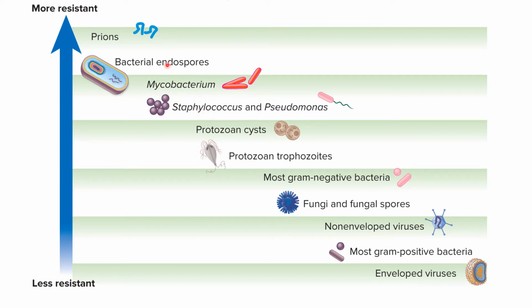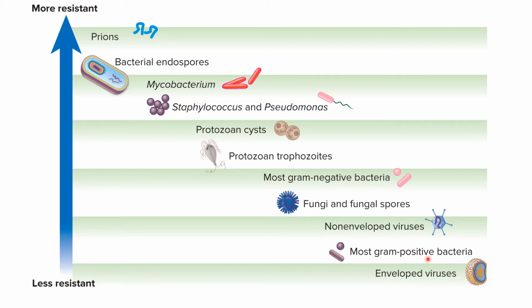But as you can see, the resistance level is starting to lower, followed by the protozoan cysts. Those are the dormant, inactive stage, and then the trophozoite, which is the growth stage of those parasites, followed by most gram-negative bacteria. Fungi and fungal spores would be less resistant, followed by non-enveloped viruses.